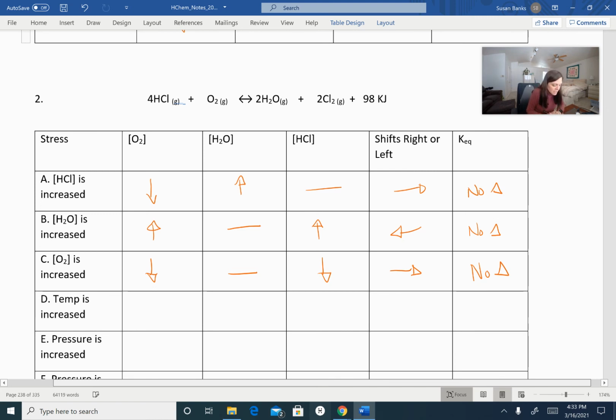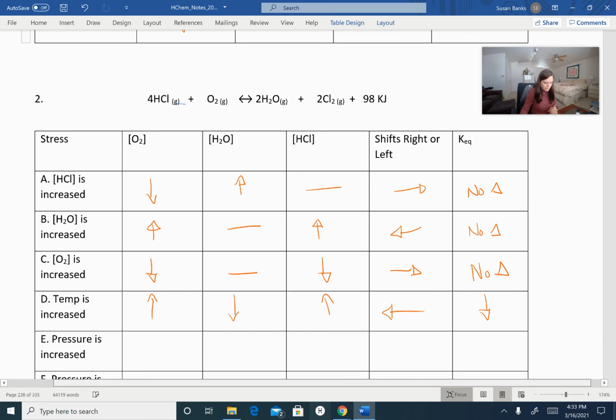Okay, temperature is increased. So temperature is a product here. So if I increase the temperature, we're going to shift left to make more reactants. We're going to shift left. Now, if we make more reactants, that means our equilibrium constant is going to go down because our concentration of our products is going to go down and our concentration of our reactants is going to go up. So our reactants are oxygen and hydrochloric acid, and our product, water, concentration is going to go down.